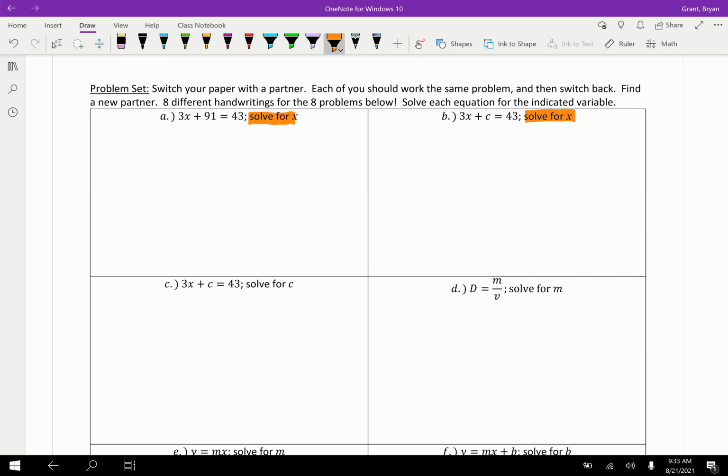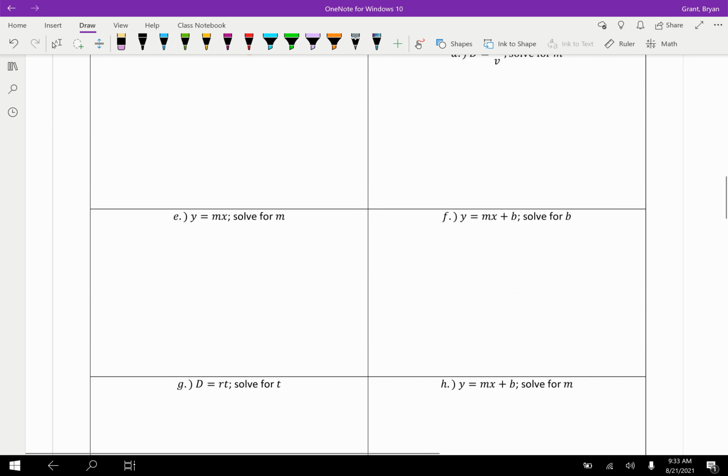Same thing over here, solve for x. Oh, this one says solve for c. Notice they want you to isolate c here versus x in the equation over here. And so on and so forth. So let's go ahead and see what you guys can do with these.